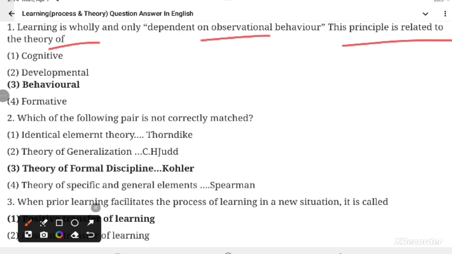Question 2. Which of the following pairs is not correctly matched? Options are identical element theory, Thorndike; theory of generalization, C. H. Judd; theory of formal discipline, Kohler; theory of specific and general element, Spearman. And our answer is third, theory of formal discipline is a wrong match, because theory of formal discipline was proposed by John Locke and the remaining options are correctly matched. Identical element theory, Thorndike; theory of generalization, C. H. Judd; and theory of specific and general element, Spearman.